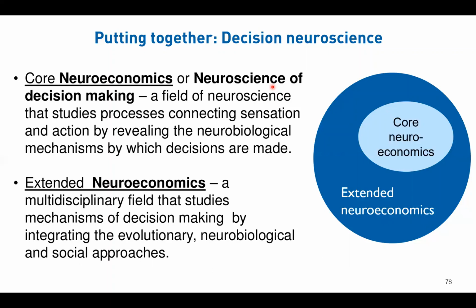The extended neuroeconomics is a multidisciplinary field that studies mechanisms of decision making by integrating the evolutionary, neurobiological, and social approaches. So it is quite an interdisciplinary and multidisciplinary field that tries to connect together different fields like psychology, economics, neuroscience, and social science, for instance. So it's pretty interesting. That's why I'm trying to bring this topic to you, because I find this at least a very exciting topic.